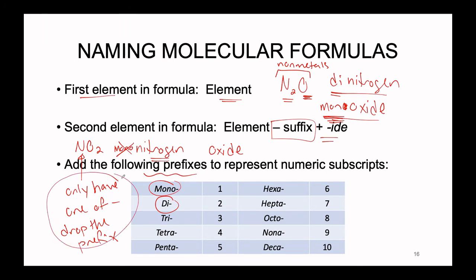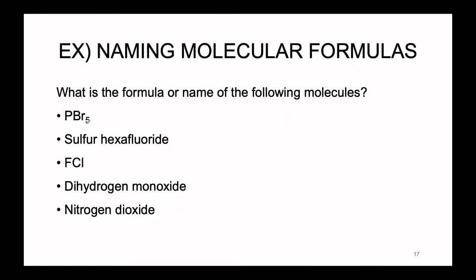If your first element, there's only one of it, you drop the mono. Otherwise, if it's on the second element or the third element, the fourth element, you will include the mono. Our oxygen, just to round this whole example out, there are two of them. So we are going to write a di here. Nitrogen dioxide is the name for this chemical formula. Okay, now we've seen a couple of examples on how to write the first element, the second element, and the prefixes. So I'm just gonna give you guys some time to work through some similar problems. So either what is the formula or name of the following molecules?